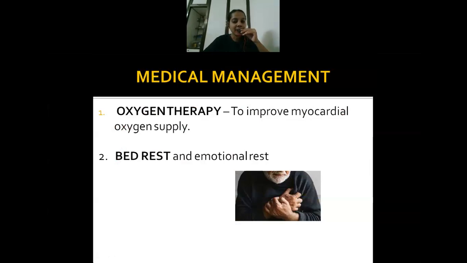First of all, oxygen therapy. Please note, oxygen therapy and bed rest are not medical management, but since it is immediate management, I have put it in the slide. Oxygen therapy is given because it will improve the oxygen supply to the heart. When a person with MI is admitted, you have to provide oxygen, commonly through nasal prongs, around 3 to 4 liters, and strict bed rest is given. Don't allow the person to walk around or run, or to panic. Let them be on bed rest, so that it will reduce the workload on the heart.